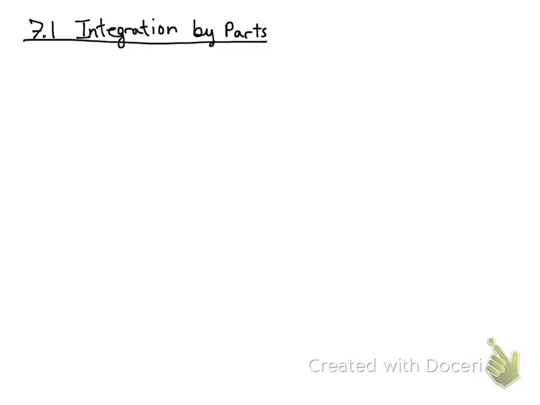Okay, we're going to start Chapter 7 now. Chapter 7 is all about integration, how to do lots and lots of different kinds of hard integrals. So there will be lots and lots of techniques. This first one is called integration by parts. And it's a rule for how to take the integral of certain types of products.